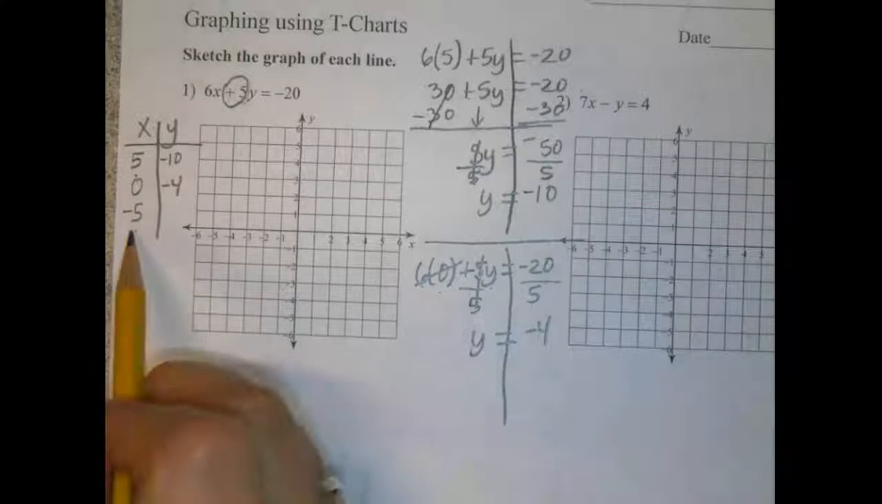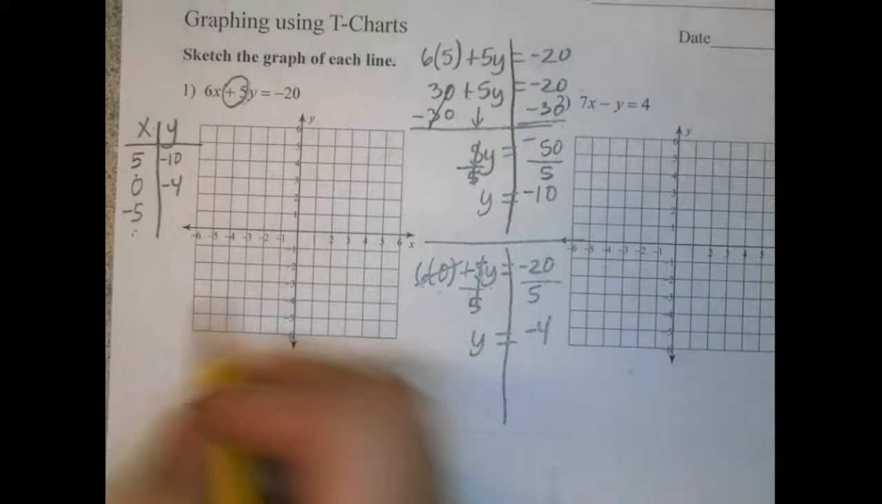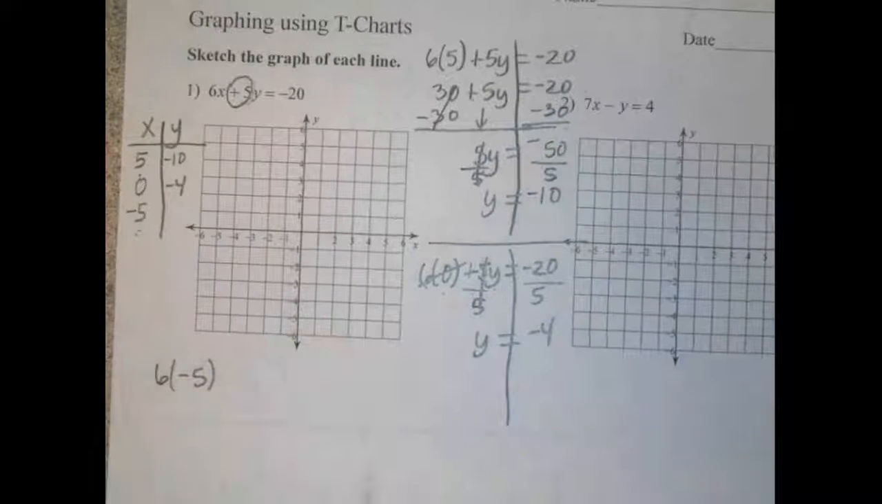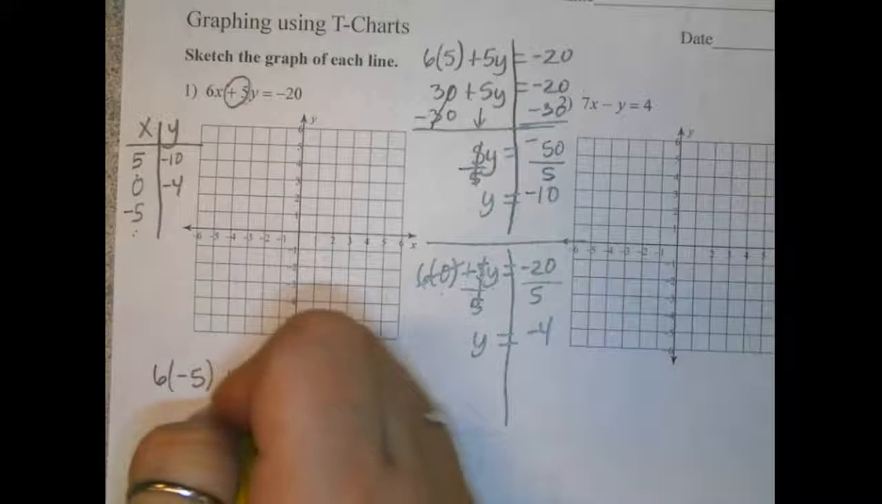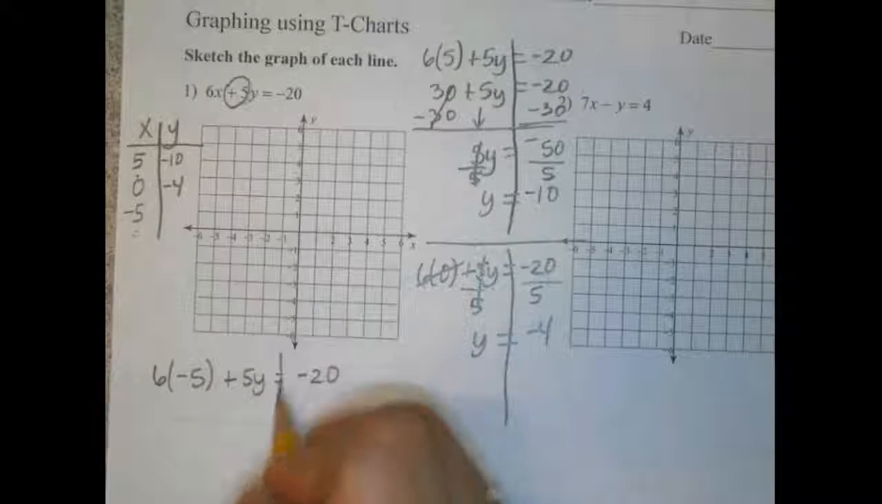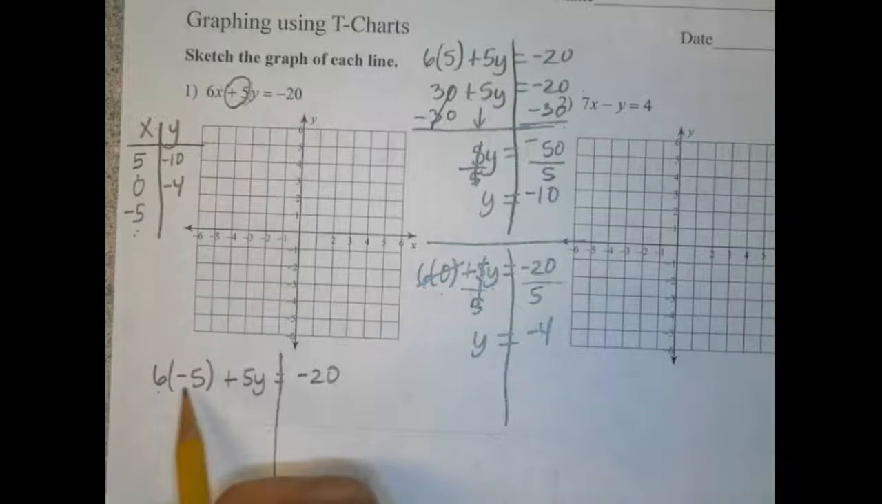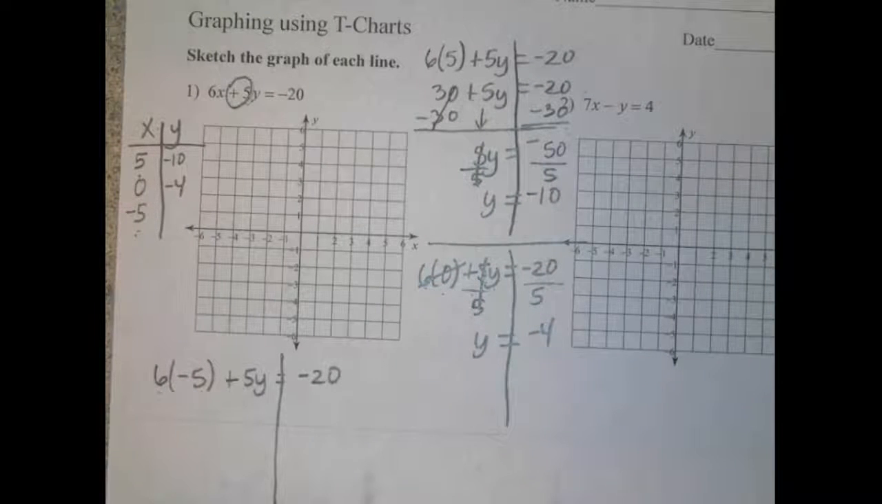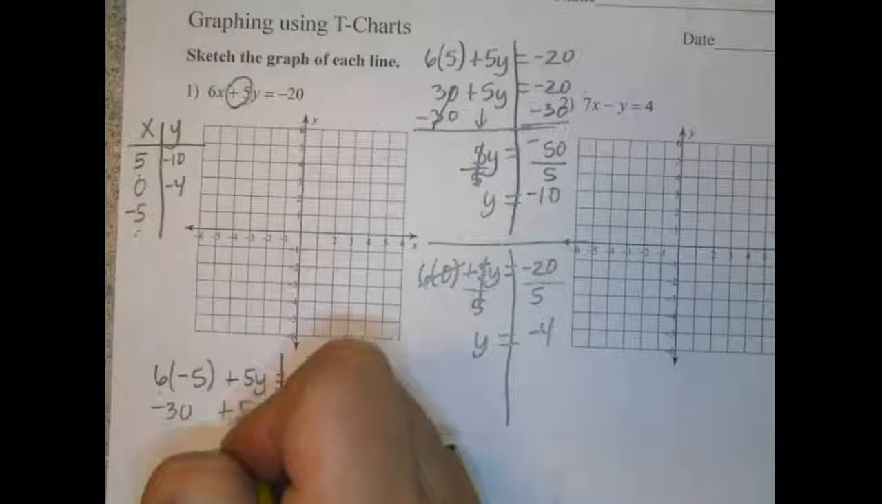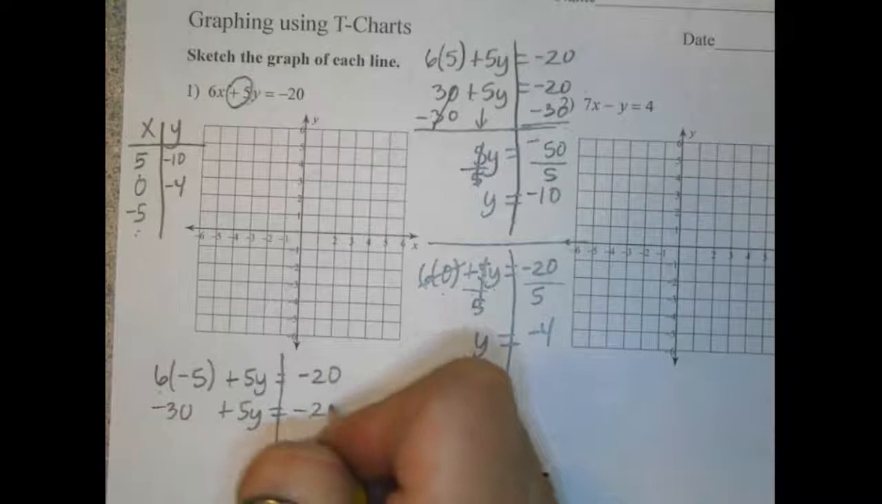We have one more to do. This time x is going to be negative 5. 6, and then my parentheses, negative 5 plus 5y equals negative 20. What is 6 times a negative 5? Negative 30 plus 5y equals negative 20.